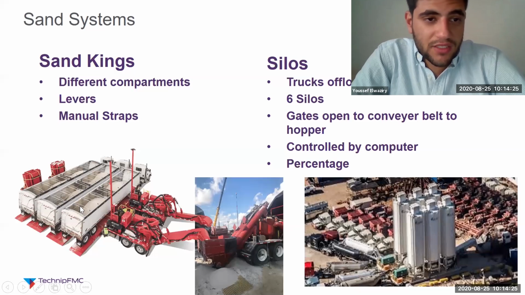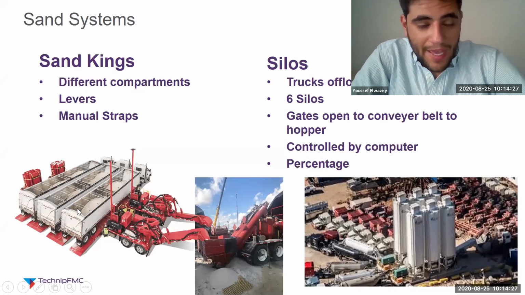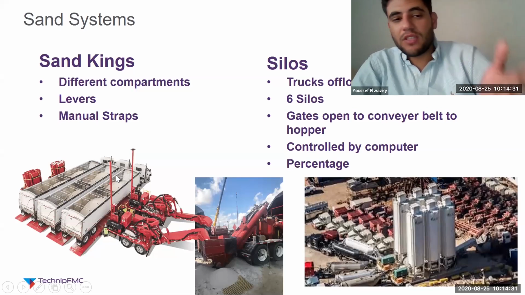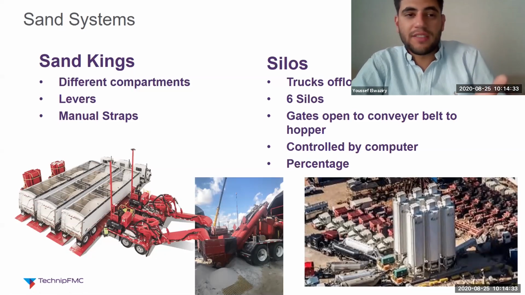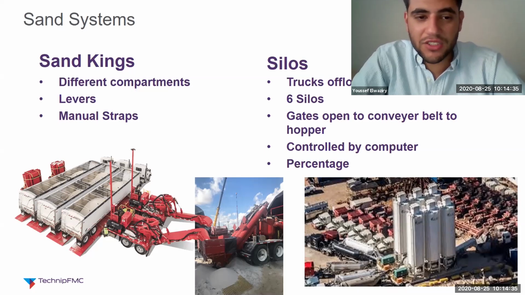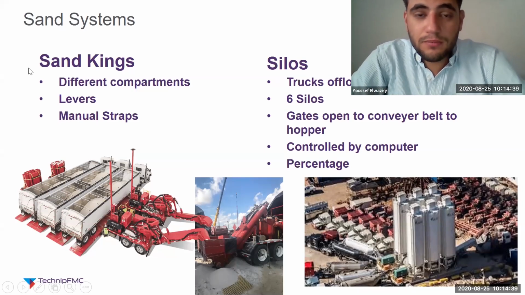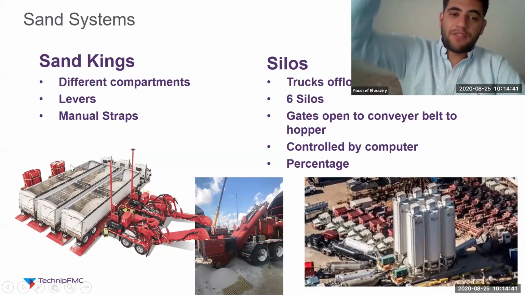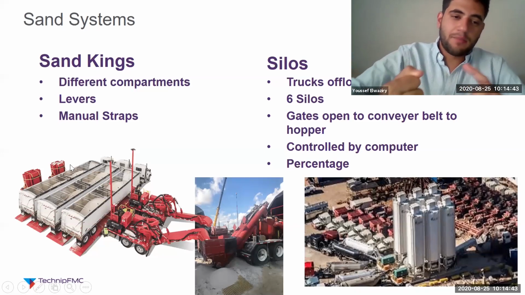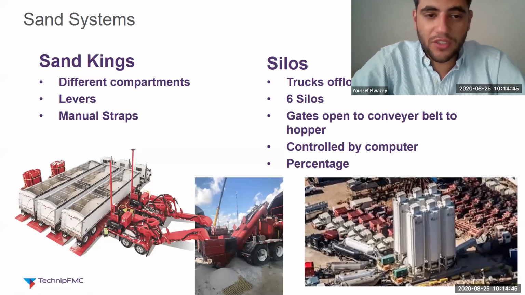There's sand kings, which have, as you can see here, different compartments, and they have levers to bring the sand king up and down, basically just to drain the sand with gravity. And it's manually strapped, so you would have to put a strap, and based on the number of inches inside of the container, you'll know how many pounds of sand you have inside.